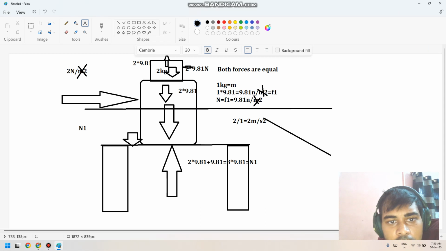To summarize, there are two blocks and this is a table. Normal is acting, gravity is acting, and normal is acting here, and the force is acting here. This is the type of question asked in Newton's laws of motion in physics.